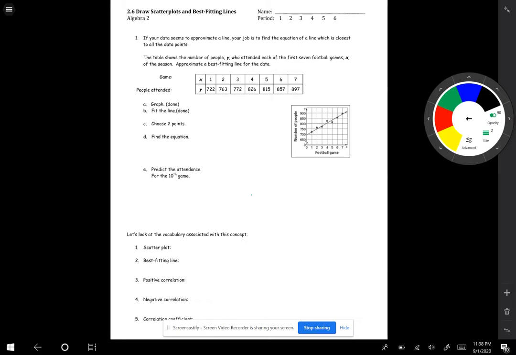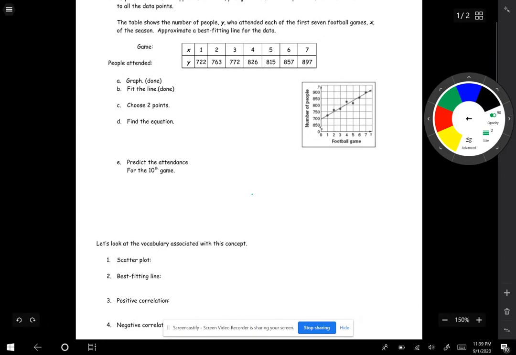So you should probably be asking yourself, how do we draw this line? How steep does it need to be, and so on. The goal is when you're drawing a line, you want roughly half the number of dots above the line and half the number of dots below the line.